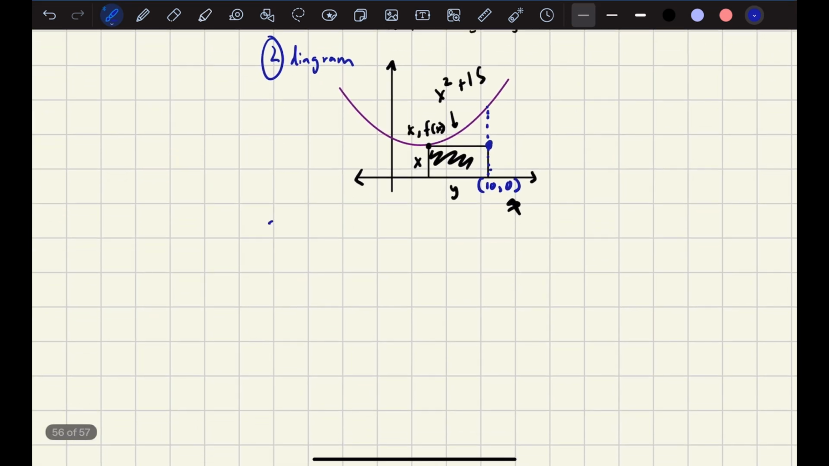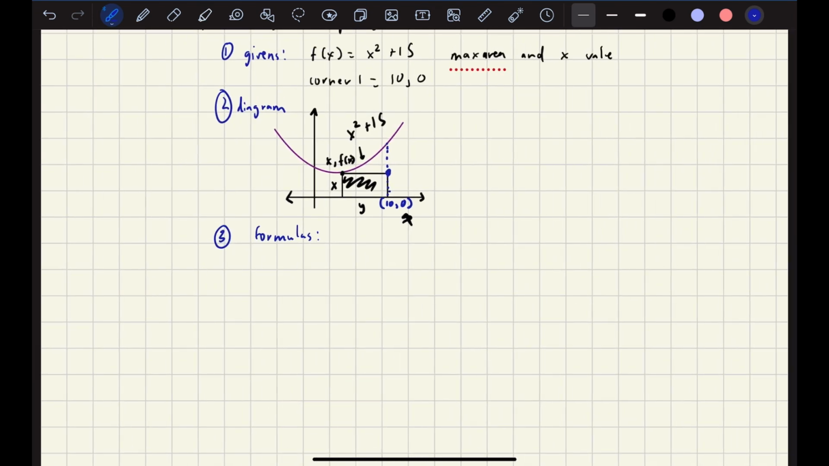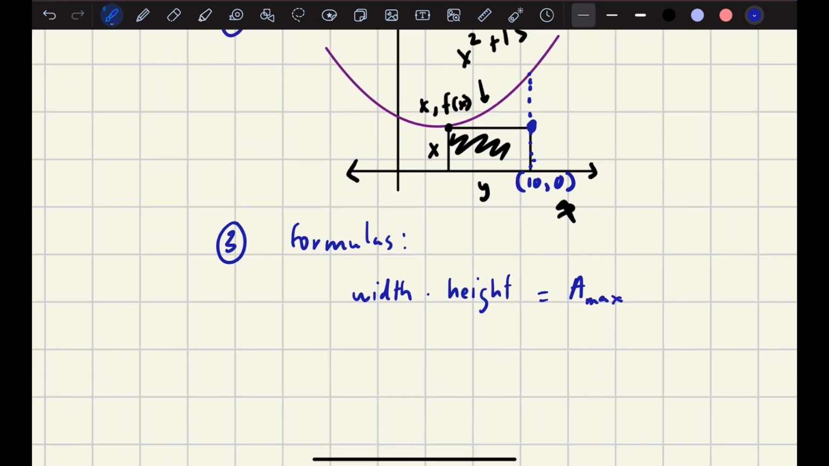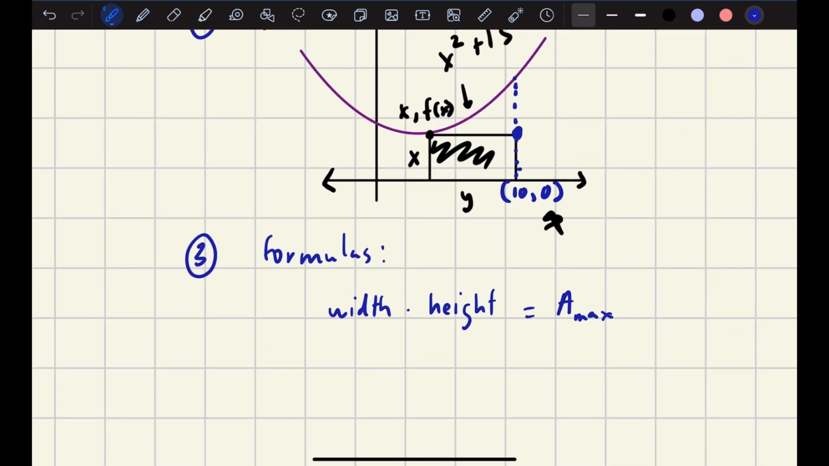Now step 3, formulas. So we know that we need to figure out the width times the height. That will get us area max. So how are we going to figure out the width and height of this equation?